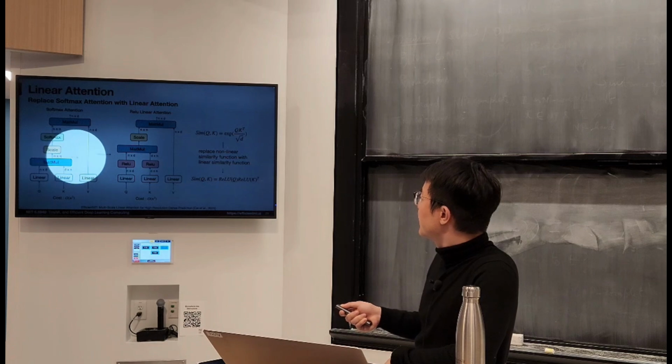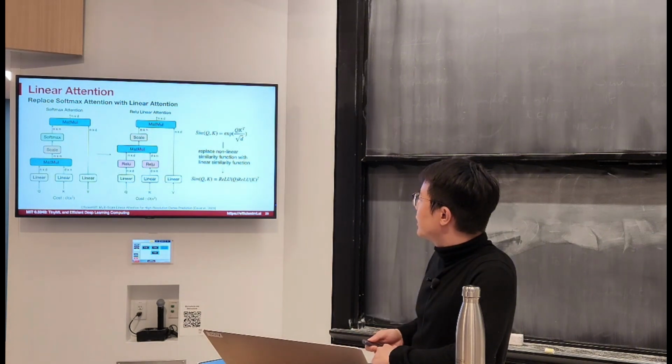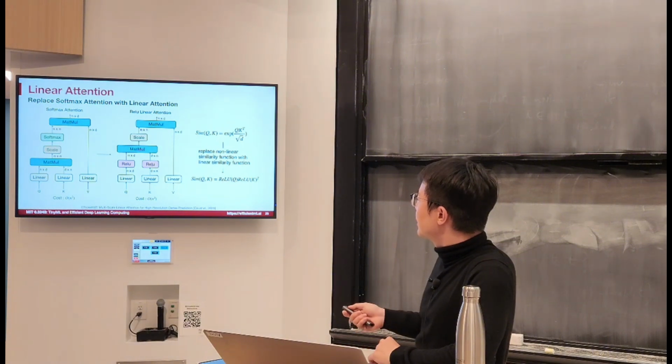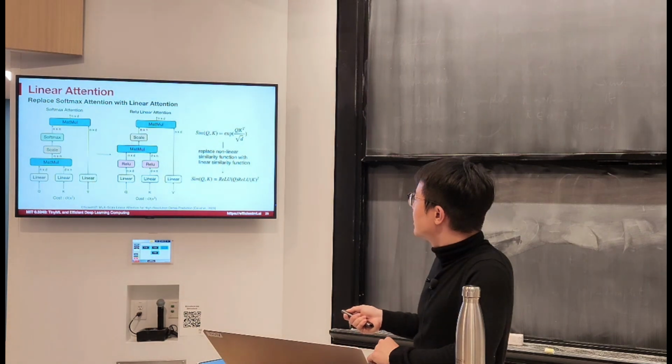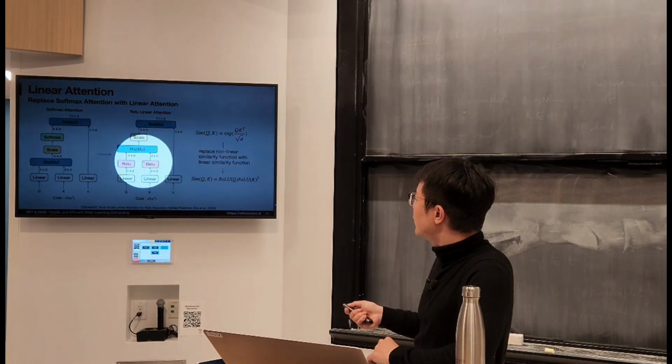Here is a slightly changed version, using ReLU linear attention. We first take Q and K, and we pass them through the ReLU activation function right here.